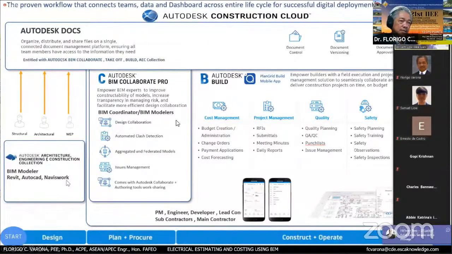If you will notice, the Collaborate Pro is for design collaboration, but for cost management, we are using the BIM 360 Build, and then it also includes the project management for RFI, submittals, meetings, daily reports, the quality and safety. Okay, that's basically what we are using, and this is being used by PM, by engineer, developer, lead consultant, the subcontractors, main contractors. We have been using that.